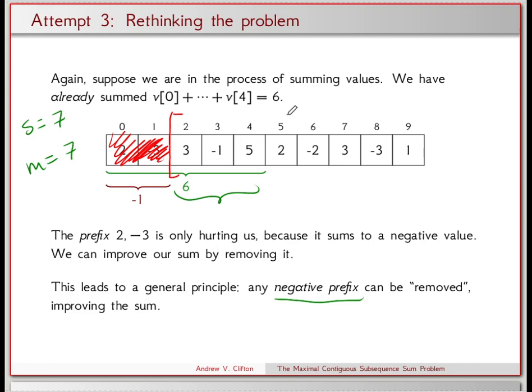Then we're going to move on to the next one here. So now we're down over here. We're going to add that 2 to s. Oops. That 2 plus 7 is 9. Is 9 bigger than 7? Yes, it is. So now the biggest thing that we've seen is 9. So now our max sum is this sum right there, from here to over there.